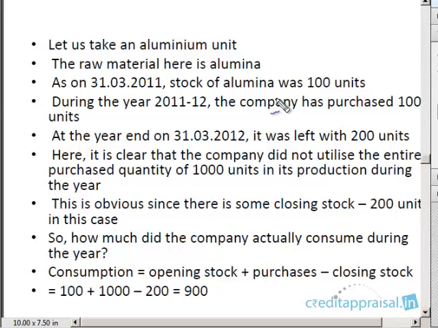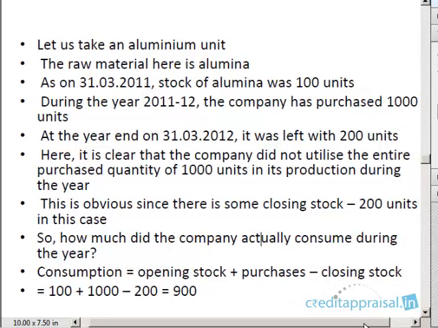So this is an example which we already discussed. This is a slightly modified version of the example which we already discussed. In the earlier example, we spoke of an aluminium plant, whose raw material is alumina. This is a slightly different example in the sense that there is some opening stock of alumina. So as on 31/3/2011, there is a stock in the godown of alumina worth 100 units. Right? 100 units of alumina is available in the godowns. So during this year, the company has purchased 1000. See, this is not 100, this is actually 1000. So during the year, the company has purchased 1000 units.